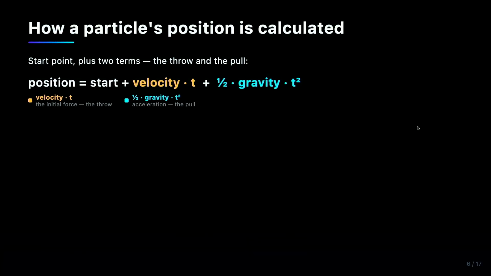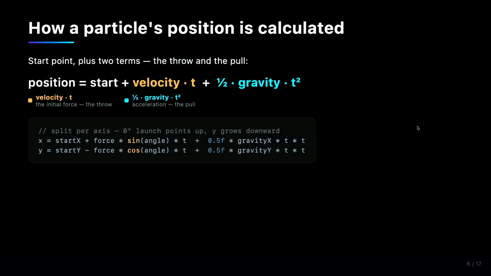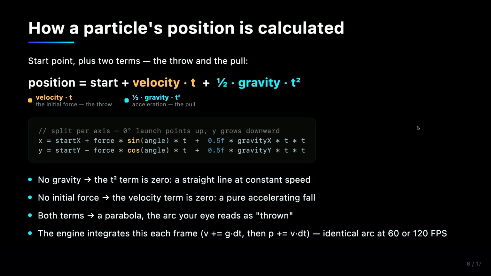And how is this particle's position calculated? There is a position, which is the starting offset, then the velocity over time, and the gravity. Obviously, since we are in the X and Y coordinate system, there are some sine and cosine for the angle of the force and the angle of the gravity.